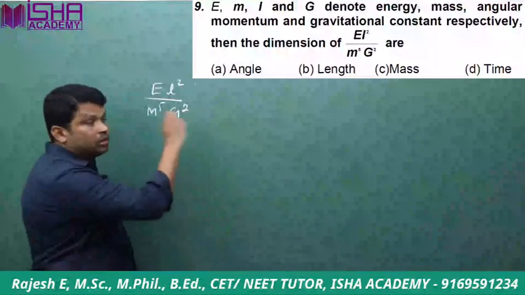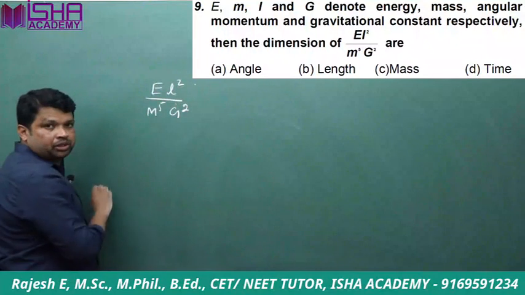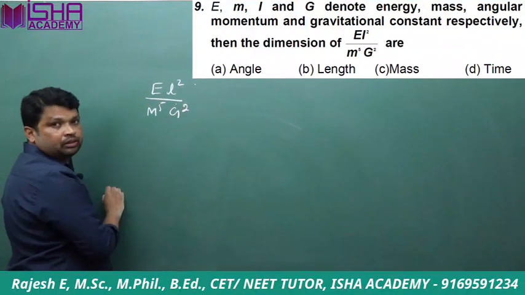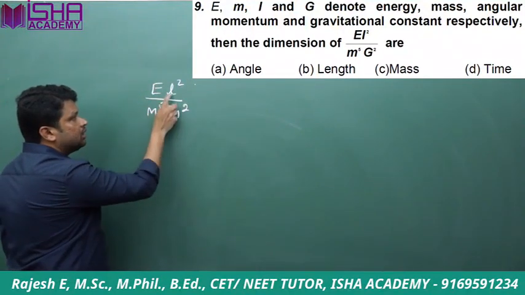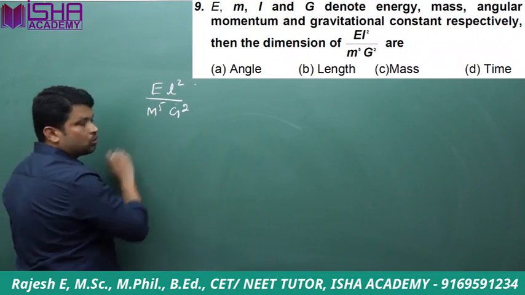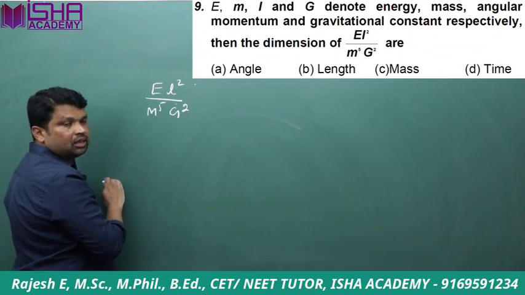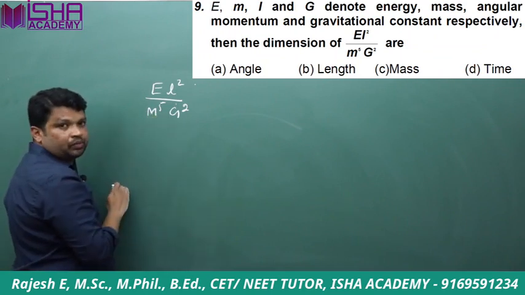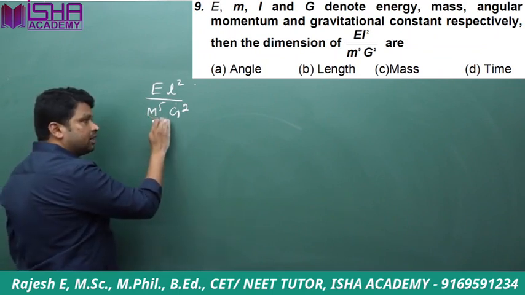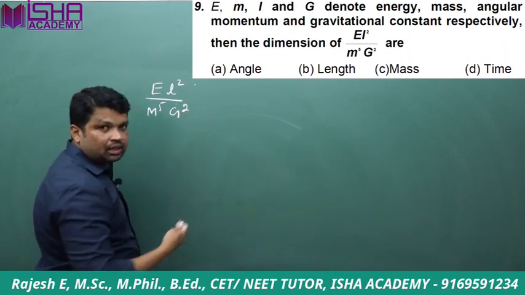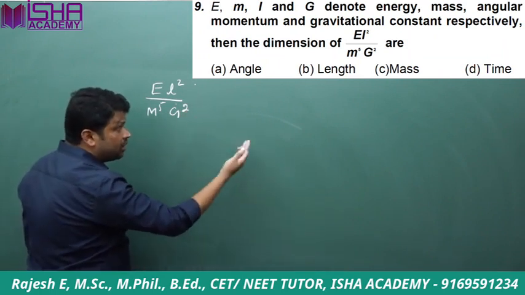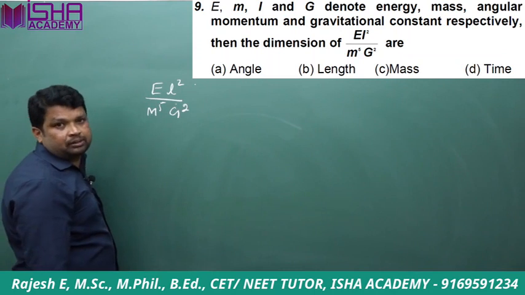Students, we'll go to the next question. See the question. In this question, this is the equation E L square by m power 5 g square. We have to solve this equation, or this physical quantity. If we solve it, we arrive at a new physical quantity, and we have to identify which is the new physical quantity, right?